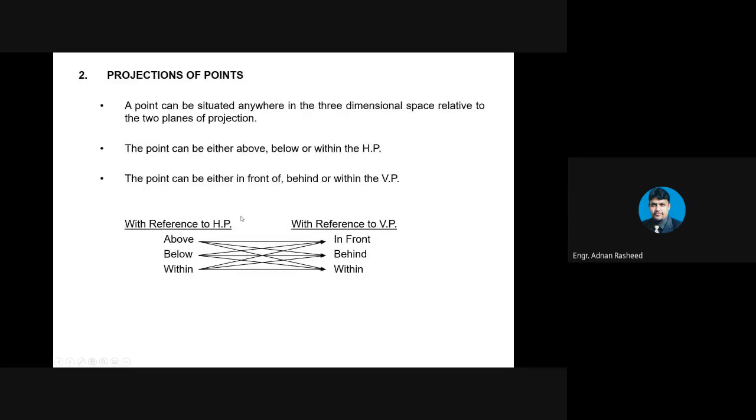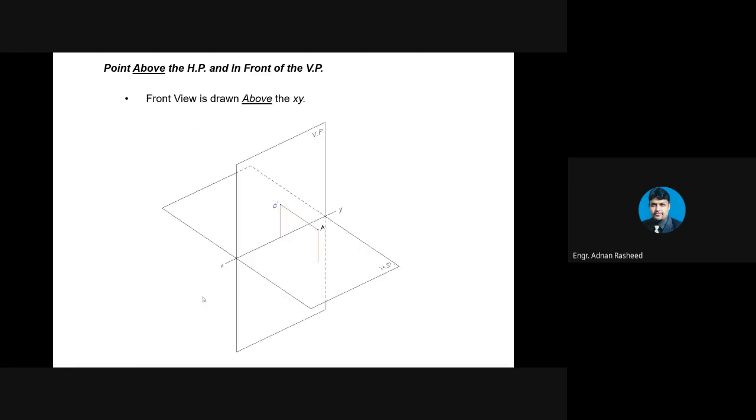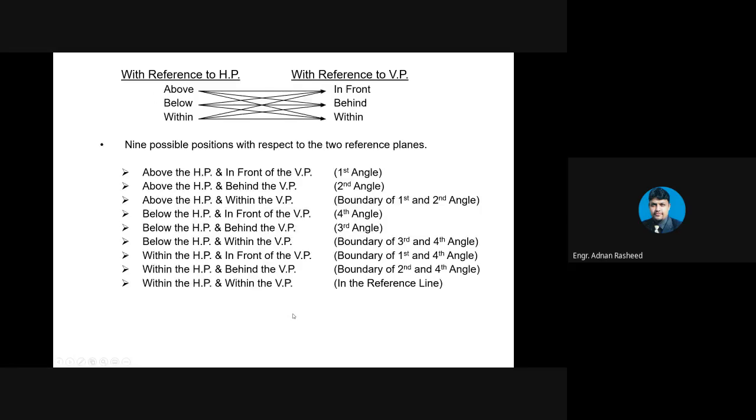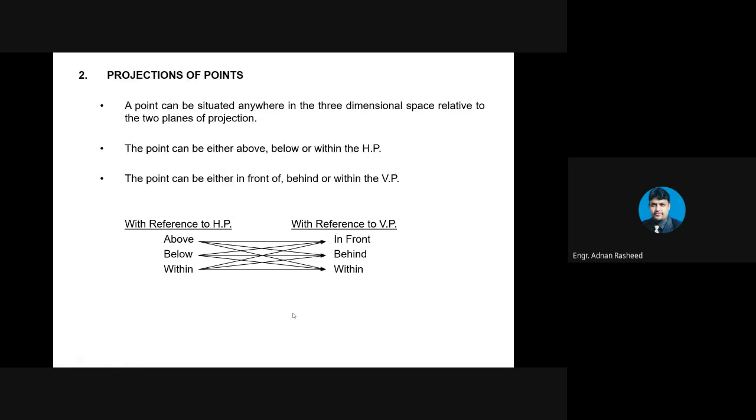Similarly, the point can be below the horizontal plane and in front of the vertical plane. We will see all these examples in coming slides. So for example, this point is over here, the cursor. This point is in front of the vertical plane and below the horizontal plane. So these are all the combinations. We will see all the examples in the coming slides.